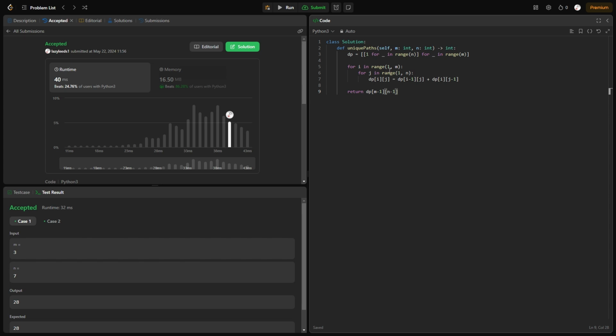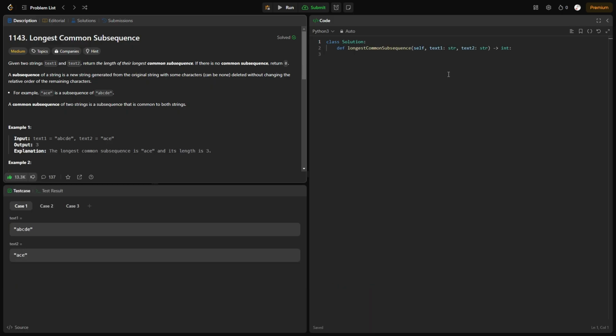So the time complexity of this question is going to be O of m times n, because we're going to have two for loops, one of length m, the other one of length n. So let's move on to the next question.